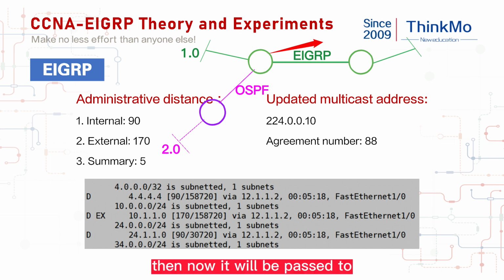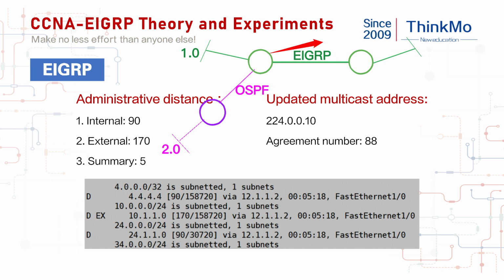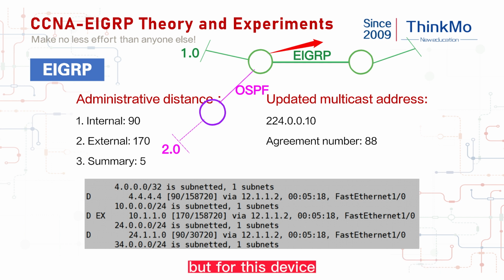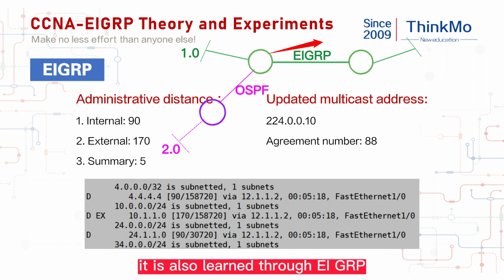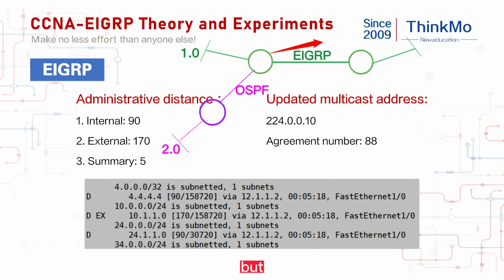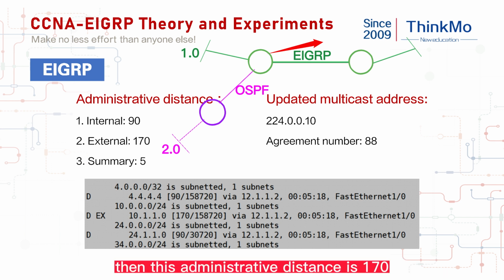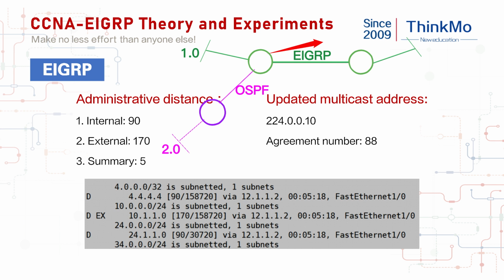Then now, it will be passed to this device of EIGRP. This device will learn the 2.0 network segment in OSPF. But for this device, it is also learned through EIGRP. But it is learned via EIGRP redistributed incoming routes. Then this administrative distance is 170.